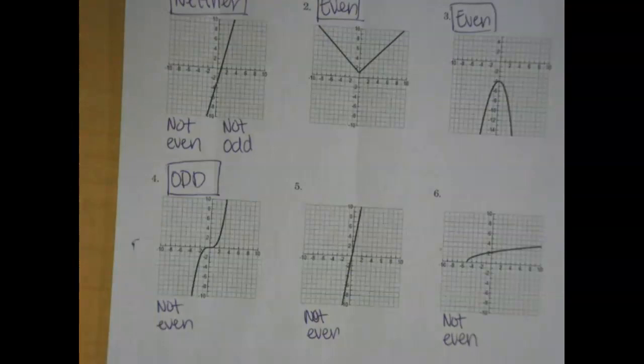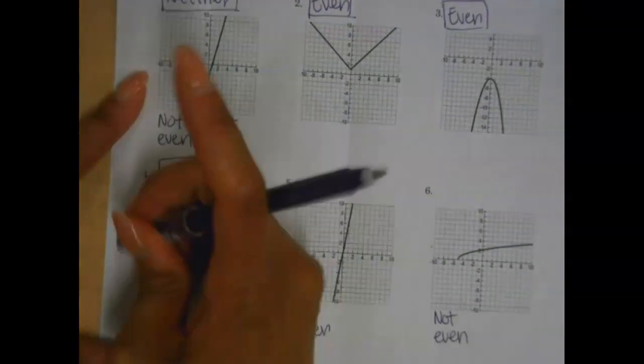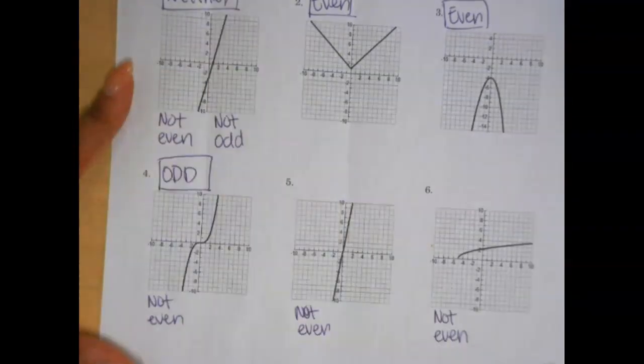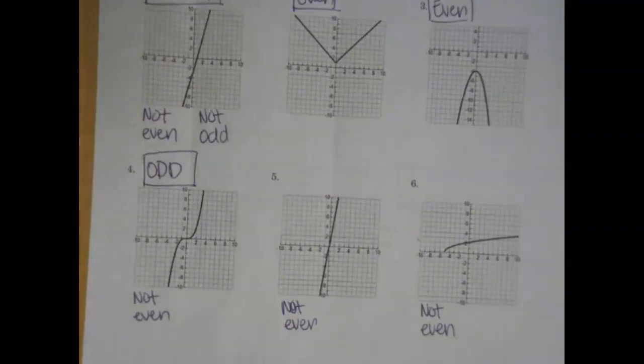Do the same thing for numbers 5 and 6. I want you to trace them if you need to and see if these guys are odd. If they are not odd, that means it's neither. It's going to be neither even nor odd.